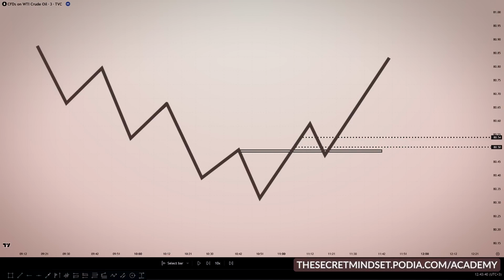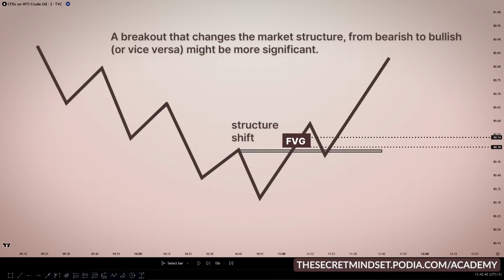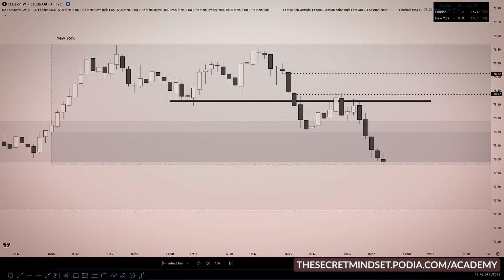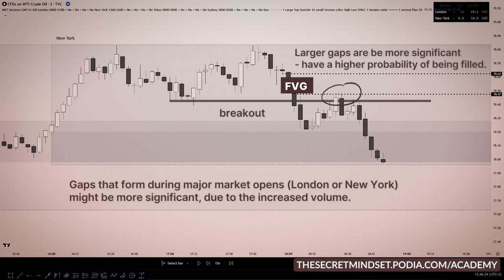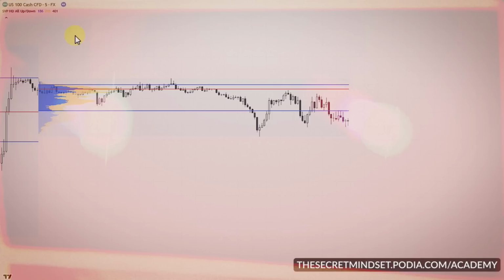For more advanced traders, you might consider adding additional factors. One of them is market structure. A breakout that changes the market structure from bearish to bullish, or vice versa, might be more significant. Time of day also matters. Gaps that form during major market opens, like London or New York, might be more significant due to the increased volume. Another factor to consider, the size of the gap. Larger gaps might be more significant and have a higher probability of being filled.